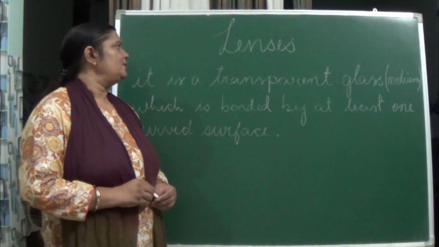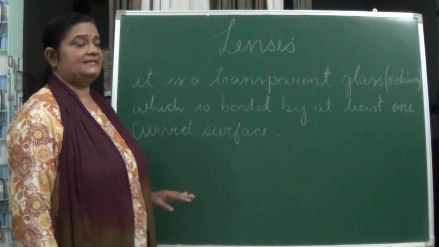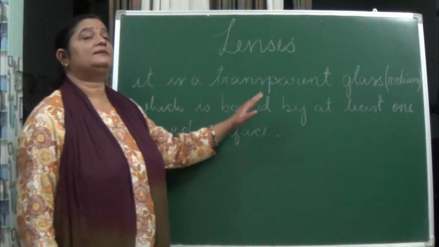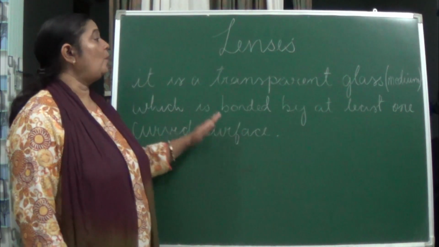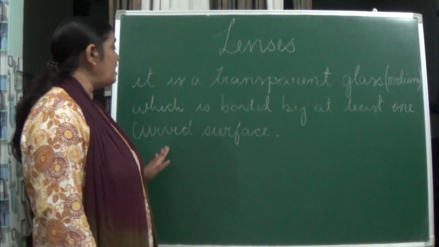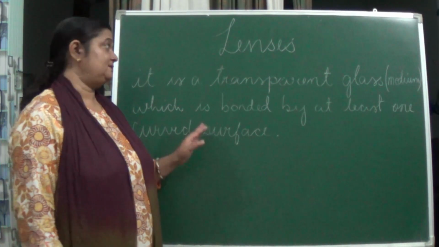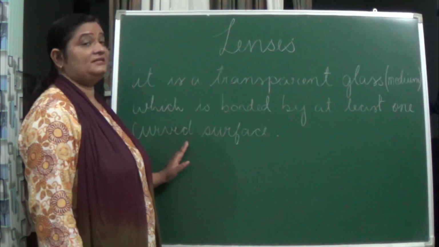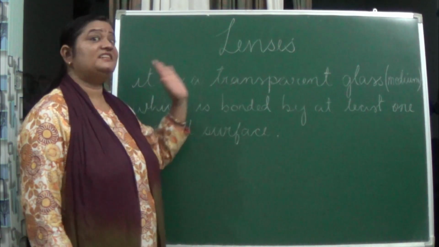Hello students, today we are going to study the topic lenses. Okay, so what is a lens? Actually, a lens is a transparent glass, or it can be a medium, which is bounded by at least one curved surface. So what did you understand by this? It means it will have at least one curved surface, and it is a transparent glass.